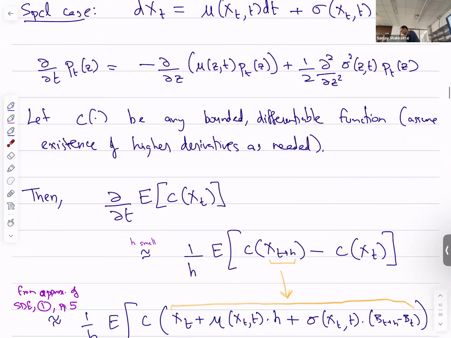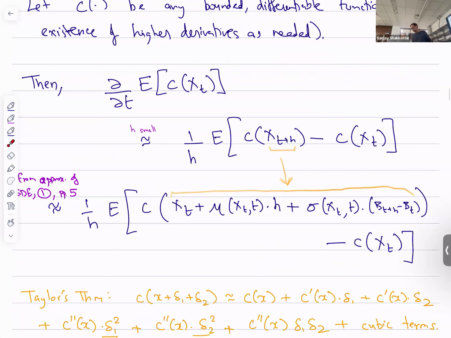So the way we prove this is the following. Let c be any continuous differentiable bounded function. I'll assume as many derivatives as you want; I'm not going to deal with the technicalities here. So let us look at the time derivative of the expected value of c of x of t, meaning I'm applying this function to the random variable x of t at time t. Well, what is this? I can take this derivative inside the expectation and approximate it as c of x of t plus h minus c of x of t, divided by h, for h small. I'm just doing a small approximation.